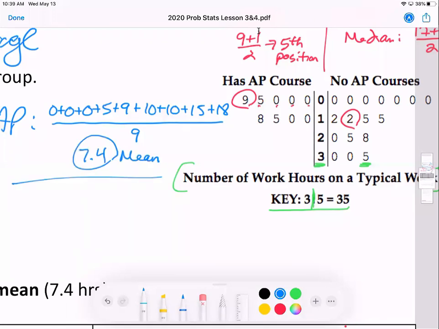And then for the no AP course, you can see why it's going to take a little while to calculate. We have a bunch of zeros, so that's not going to do anything. I'm not going to write them all. Then we have a 12, a 12, a 15, a 15, a 20, a 25, a 28, a 30, a 30, and a 35. And we divide that by 17, and that would be the mean. And I think we get something like 13.1, approximately 13.1 hours for the mean.